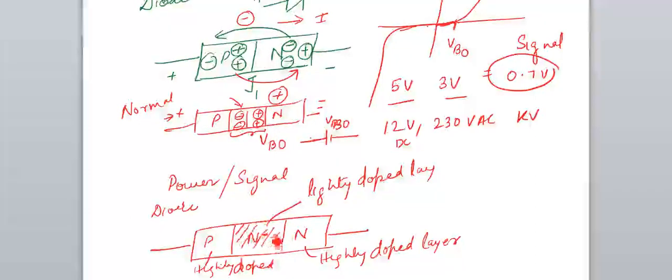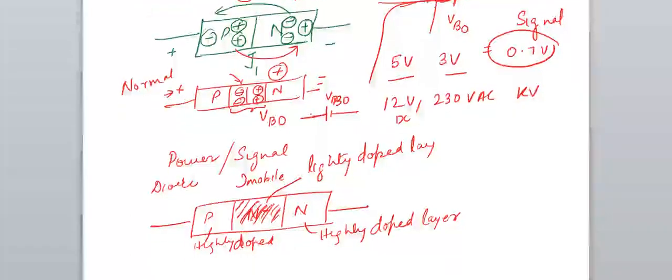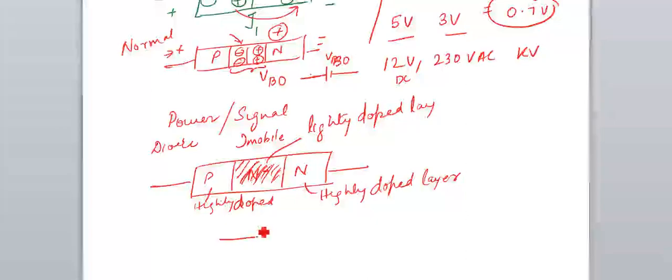So when you have fewer electrons and holes in this layer, it is already creating a voltage drop, that is VBO. So you need a higher potential, VBO, the breakdown potential, to break this layer. That means the width of this n minus layer determines the breakdown potential.